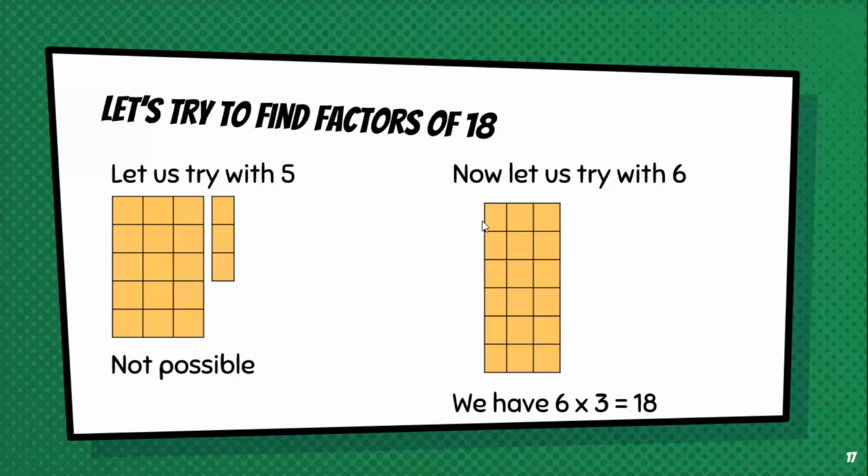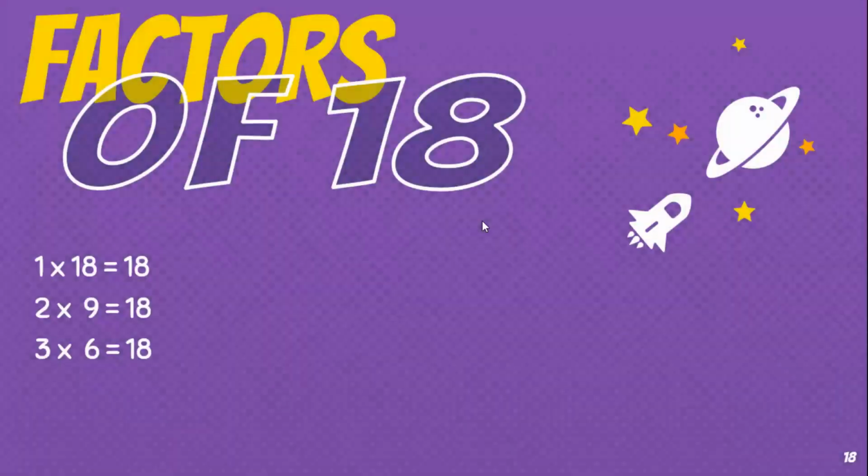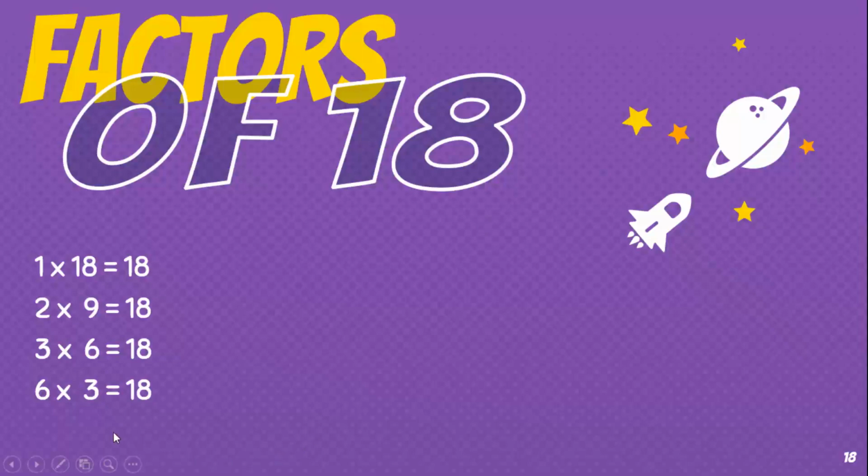Now let's write this in our column. So here I am going to write 6 multiplied by 3 equals to 18. If you remember from the previous example, I asked you to drop the number when it is repeated. Here we see 3 and 6, and again 6 and 3. We see that the factors have started to repeat. So we can stop trying with the remaining numbers. So we will not try with 7, we will not try with 8, as the factors have started to repeat themselves. So we will drop 6 into 3.